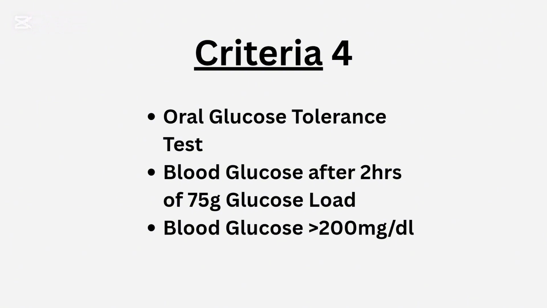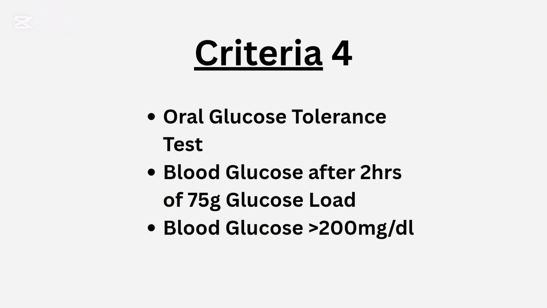We will perform this test in case of borderline cases or in case of gestational diabetes mellitus. So we will prepare our patient for oral glucose tolerance by an unrestricted carbohydrate diet for 3 days and overnight fasting for at least 8 hours. Then we will measure the plasma glucose after 75 gram of oral glucose load.